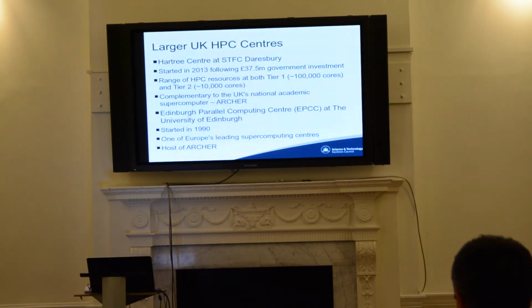In terms of what hardware is available at the Hartree Centre, we've got one large machine which has over 100,000 cores. That's an IBM machine based on the Power 7 architecture, for those that are familiar with that. And it also has quite a range of Tier 2 machines, each with roughly around 10,000 or so cores. Now, those are mainly based on the traditional Intel Xeon architectures that we find in our desktops and laptops at home.